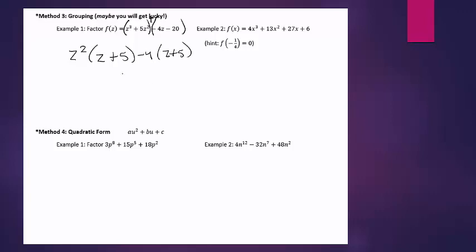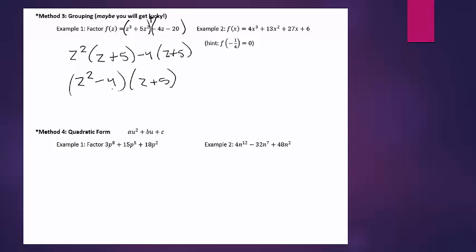So sometimes we get lucky and it actually works. Now there's other times where we try this grouping and our parentheses don't match up. It doesn't mean the problem is not doable, it just means the grouping's not going to work. It's not going to get you anywhere. So we're going to go ahead and pair up our GCFs, z squared and negative 4, and keep our z plus 5.